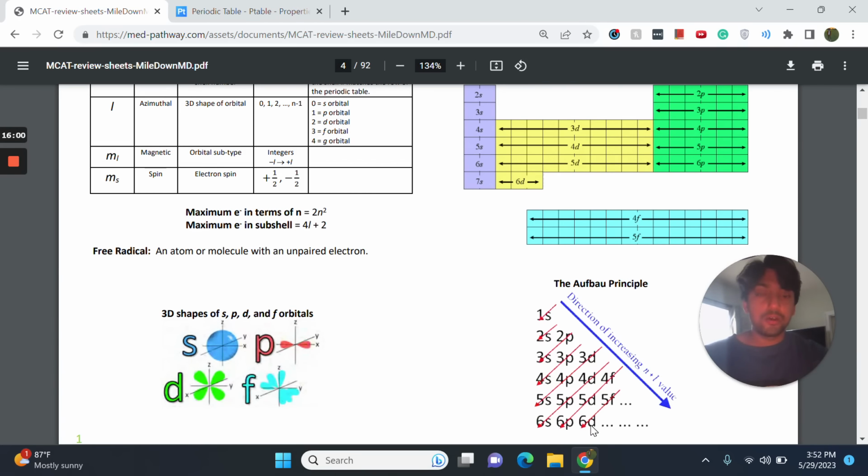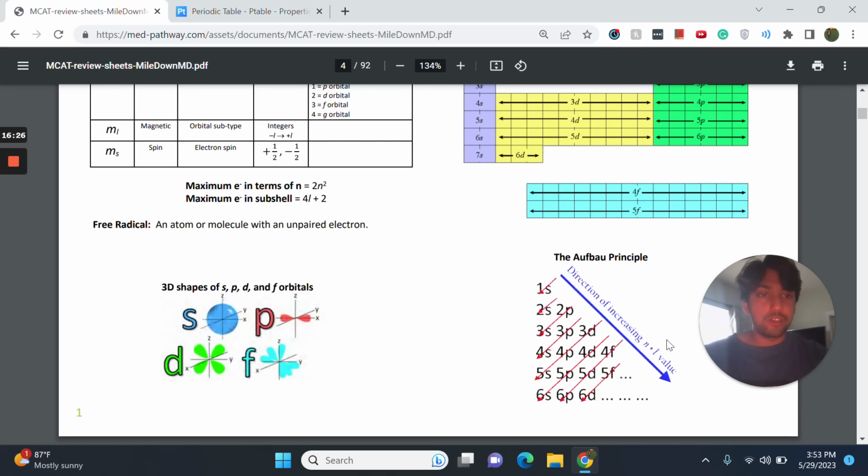And so you know that, like for example, what's a good one to talk about? Okay, so this is a confusing one, which is that after 3p is not 3d, but 4s. And that basically tells you that if you list all of these diagonally, the 1, 2, 3, 4, 5, 6, and you write S, P, D, F, and you go in this diagonal manner, and this is basically the Aufbau principle, you can actually figure out what is the increasing energy levels.